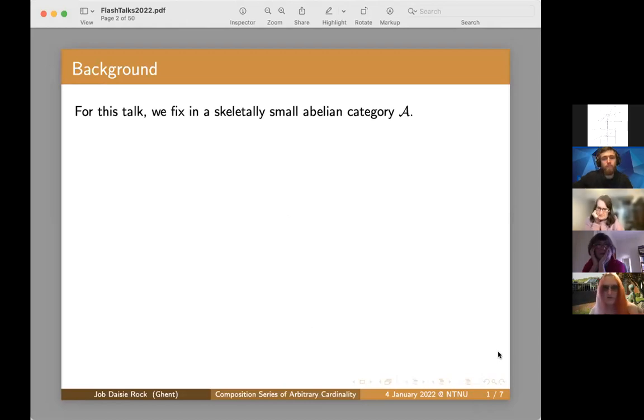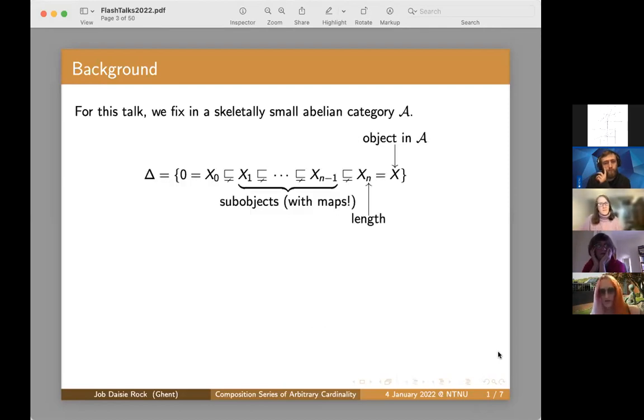We're going to work with a skeletally small abelian category. We just don't want too many isomorphism classes of objects. And here is sort of the anatomy of what a composition series looks like in the way that we're used to. So you take some object, you take some sub-objects, and as a reminder, I'll say this throughout the talk, sub-objects have maps. They're not just objects, it's the object and its inclusion. This will be important later.